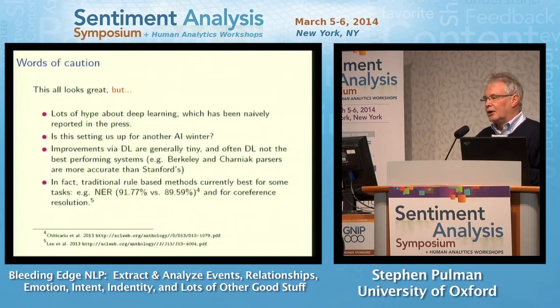And I sort of worry about the way that deep learning is reported in the press. I've seen some just crazy, overblown claims for deep learning in the press. Very naive as well, and I wouldn't like this to be setting us up for another AI winter. We've had too many of them.